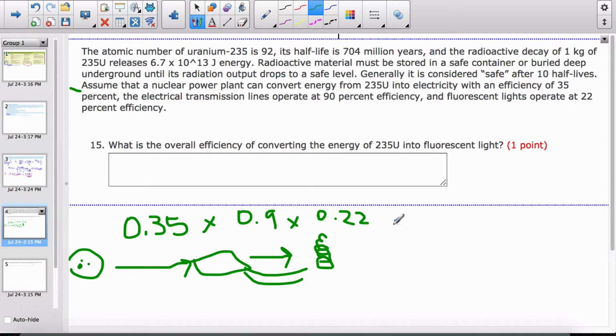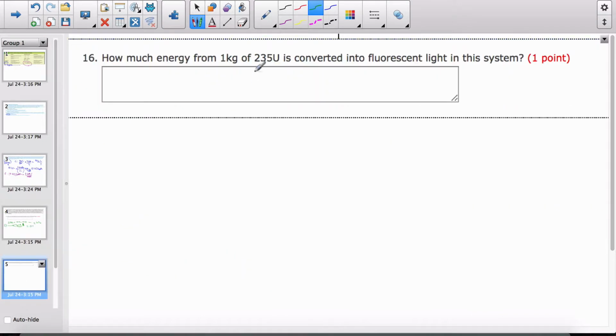So overall, starting from the very first decay of your atoms all the way to the energy that's used to actually light up your home, you have a total efficiency of, I won't even tell you the answer, but you would have to multiply this out. So it's about 7%. So we'd say 0.07 something something, 7%.